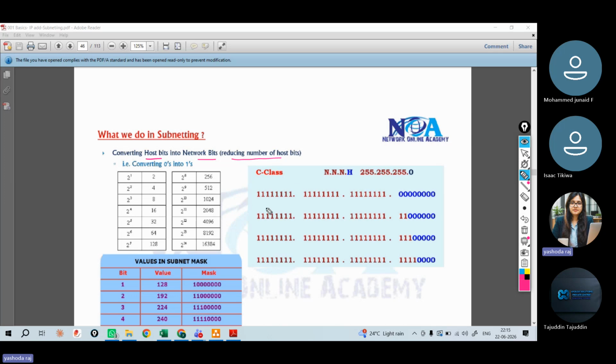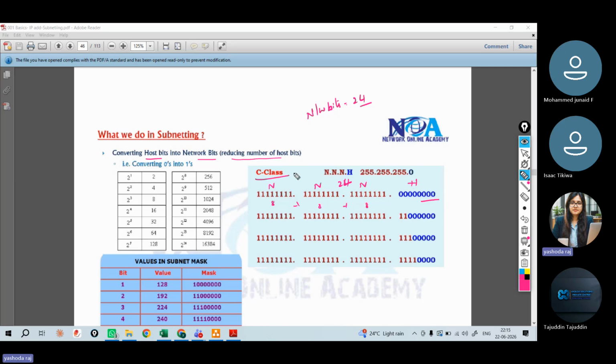For example, here you can see this is network, this is network, this is network, and this is host. Here 8 bits, here 8 bits, here 8 bits. 8 plus 8 plus 8, how many bits? 24. Network bits is 24 here. 3 octets are network, and each octet is 8 bits. 8 threes are 24, so network bits are 24 here. But how many host bits?